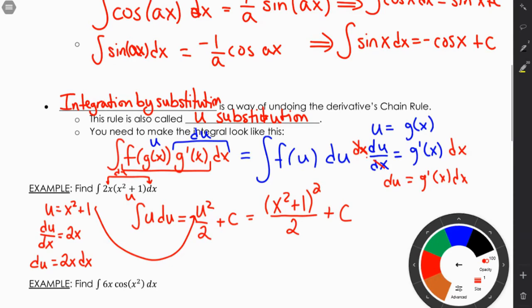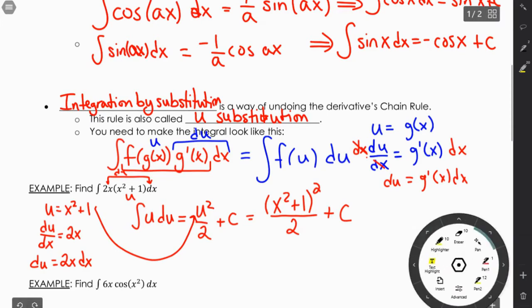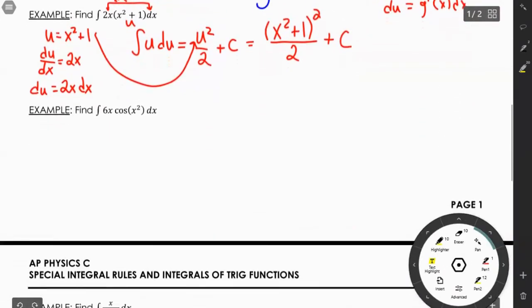You could check it by distributing this in, to see if that is what ends up being there. But that's a nicer looking solution than if I had to do all that stuff that's factored out and so forth, or foiled out.